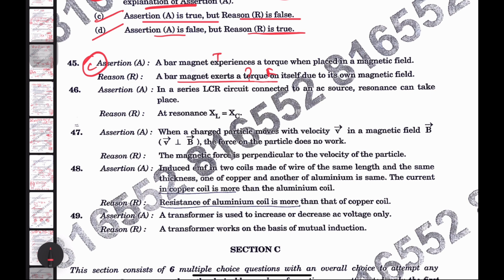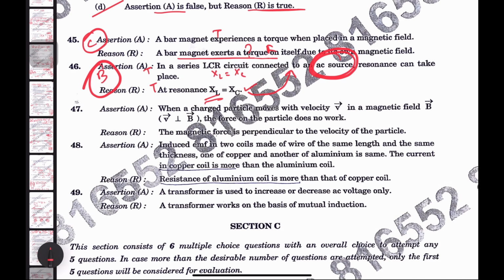Question number 46. In a series LCR circuit connected to an AC source, resonance can take place. Definitely, in a series LCR circuit, resonance happens. XL becomes equal to XC. Therefore, this is true. And at resonance, we know XL is equal to XC. But this is not explaining how resonance occurs in an AC source; how it happens, it is not explaining. So both the statements are true, but the second statement is not a correct explanation of the first statement. Therefore, B is the correct option.